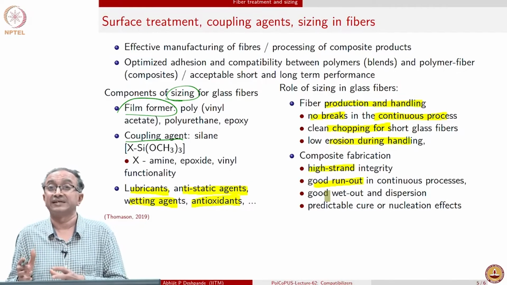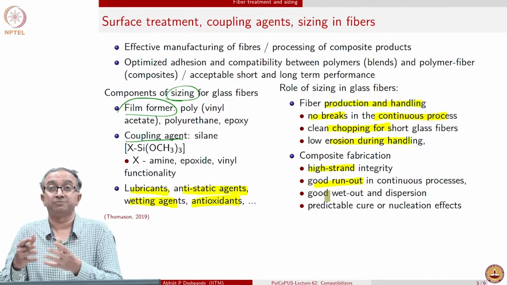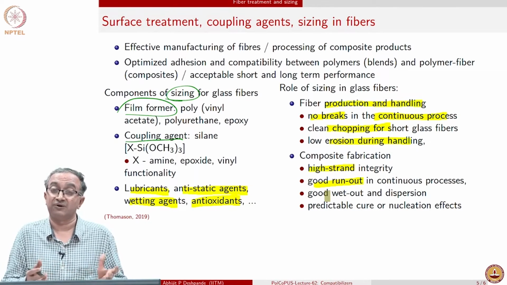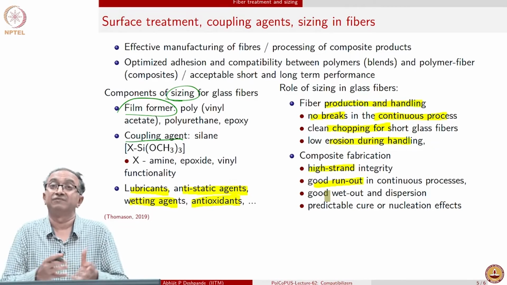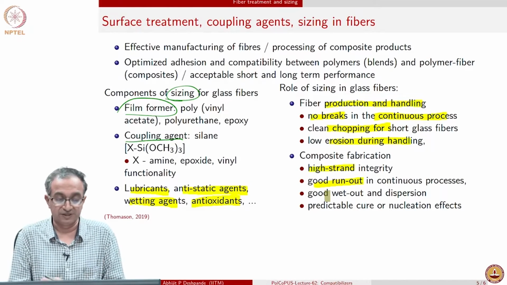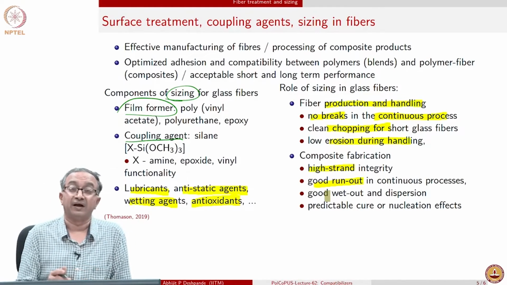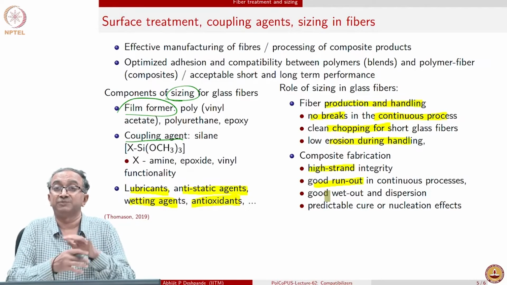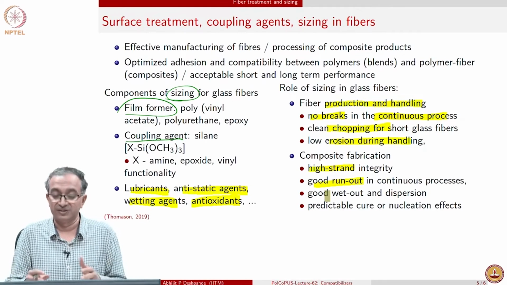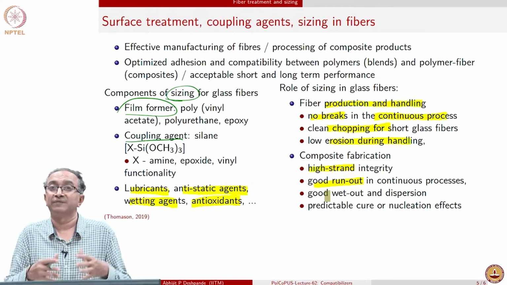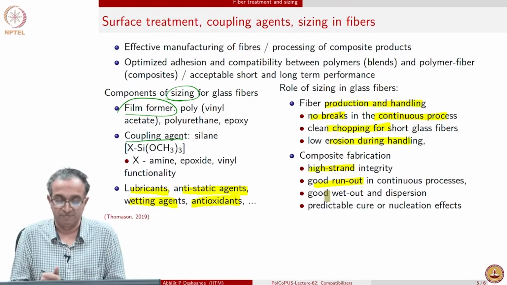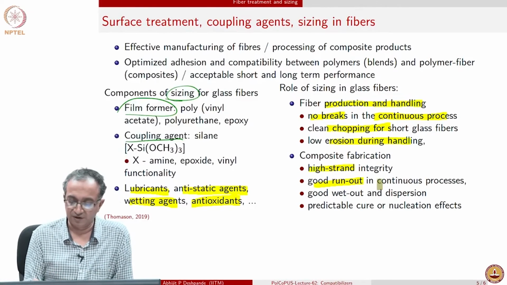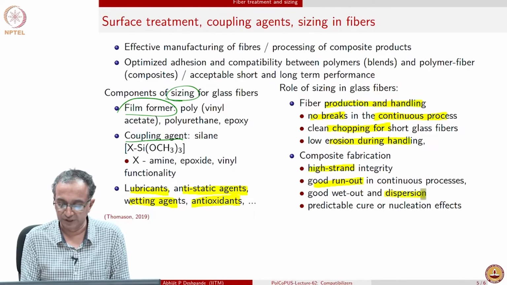Also we want the matrix, the polymer which is being mixed, which could be a pre-polymer epoxy resin or a thermoplastic melt such as nylon, to actually spread very nicely on the fiber, so that there is a good wet out. As we saw with the contact angle, if the contact angle is very low, that means the liquid will spread over. So, in this case also sizing will ensure that the polymer will spread over the fiber. And so, good wet out and dispersion are also very crucial.